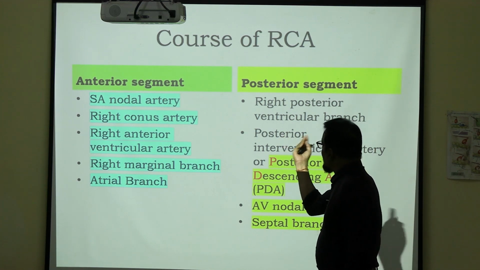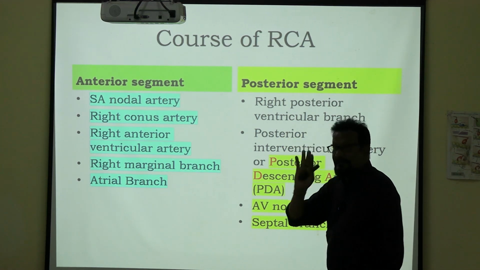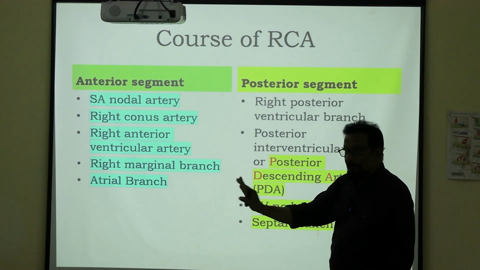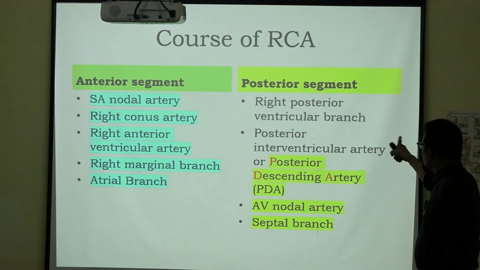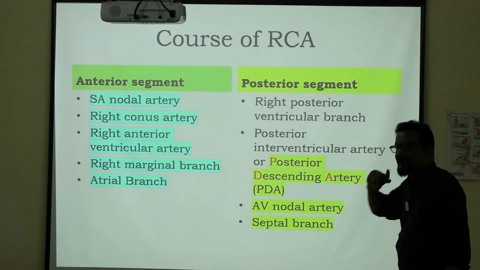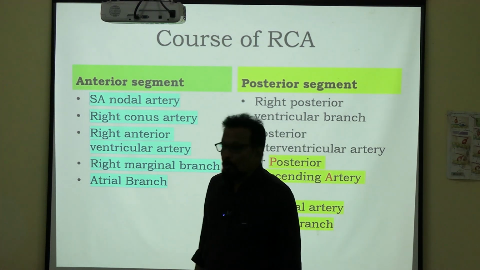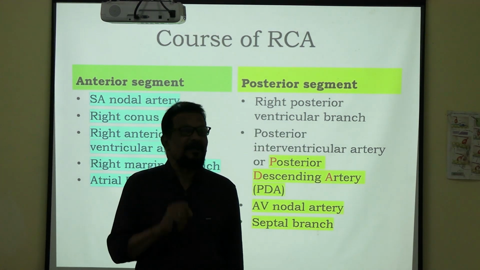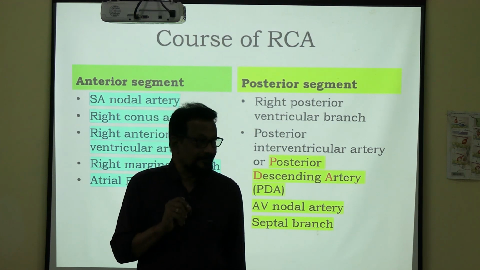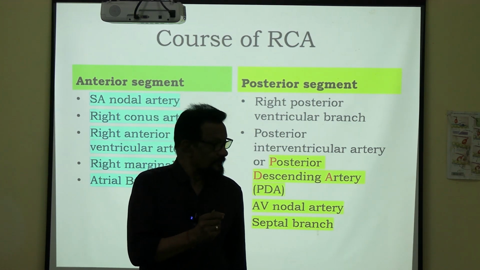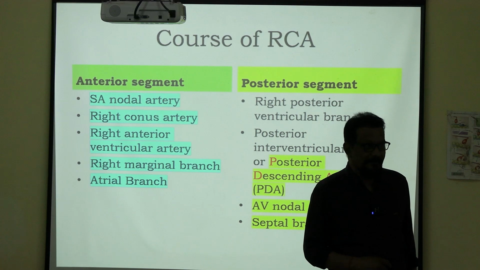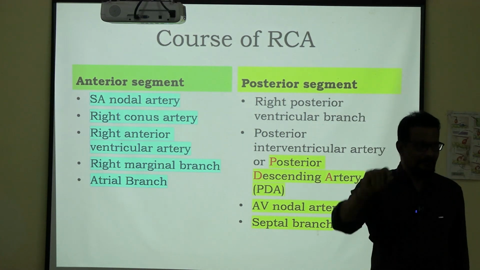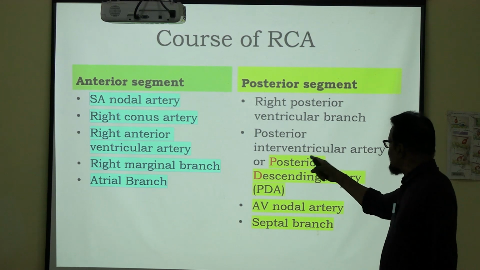Now the right coronary artery is going to the back, turning to the back. So at the back, what branches are there? It gives two main branches: the right posterior ventricular branch, and then the posterior descending artery, PDA. This is another important artery, which is most commonly affected by atherosclerosis. That's why in an angiography report you will find PDA intact or blockage in PDA.